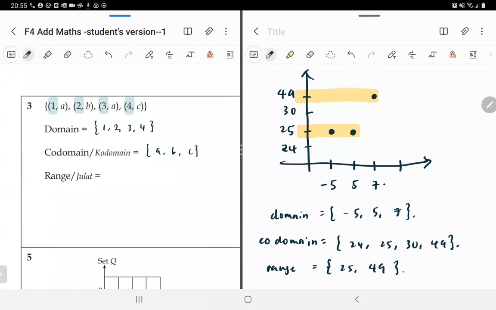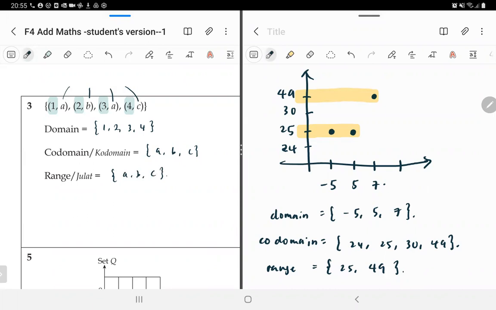Okay, so same thing also for the range here. It will be this one, right? A, B, A, and C. Okay, and it is repeated also. So don't need to write the repeated one. So A, B, and C only.